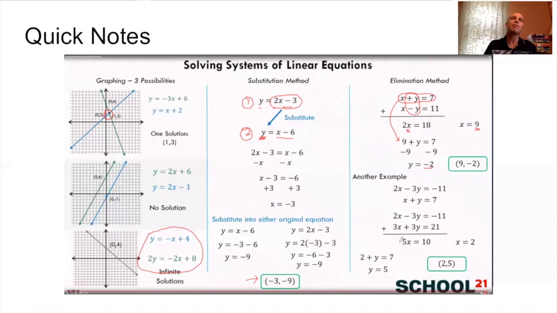Why do they give us two examples? Because sometimes addition elimination is not that easy. Sometimes you have to do something to the equation to make the addition method possible. And that's exactly what we did here. If you notice, they took this entire equation here and multiplied everything in it by 3. Why did we do that?